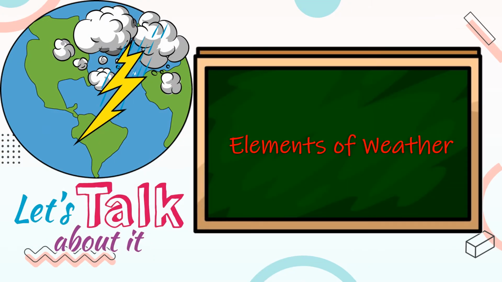One of the first things you probably do every morning is look out the window to see what the weather is like. Elements of weather describe the weather at any given time. These changing components help meteorologists, or scientists who study weather, to forecast what the weather will be in the near future. So let's find out what the elements of weather are.